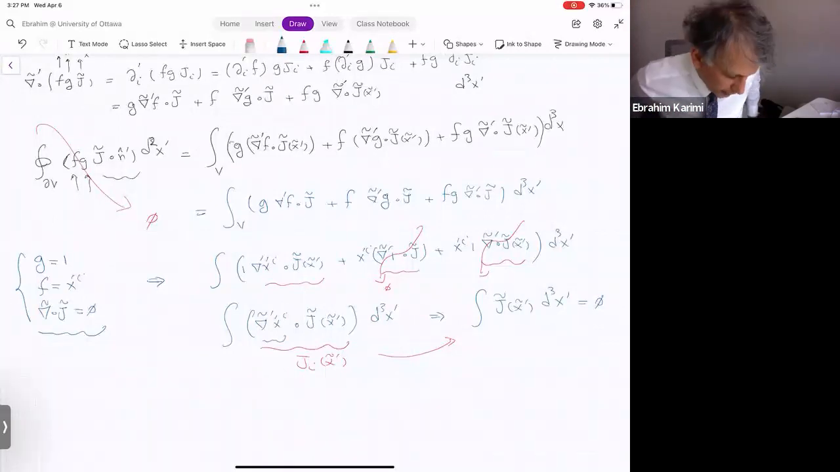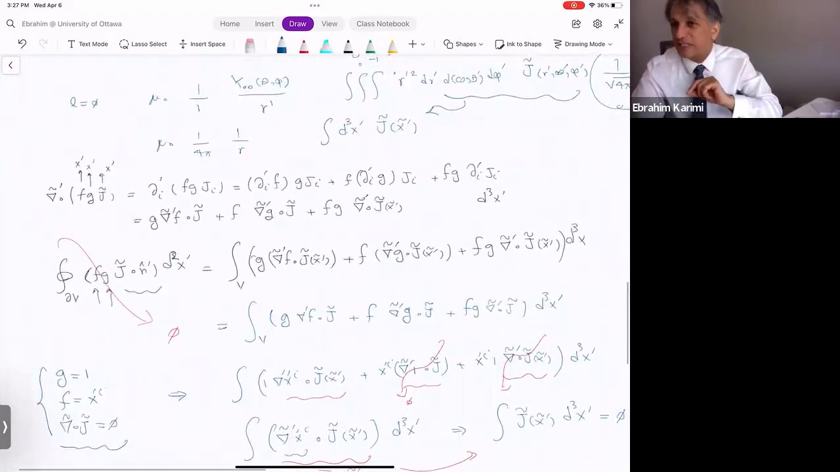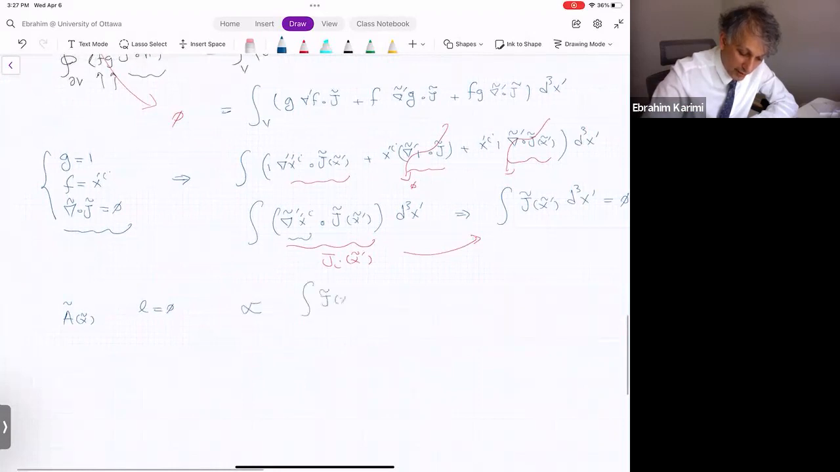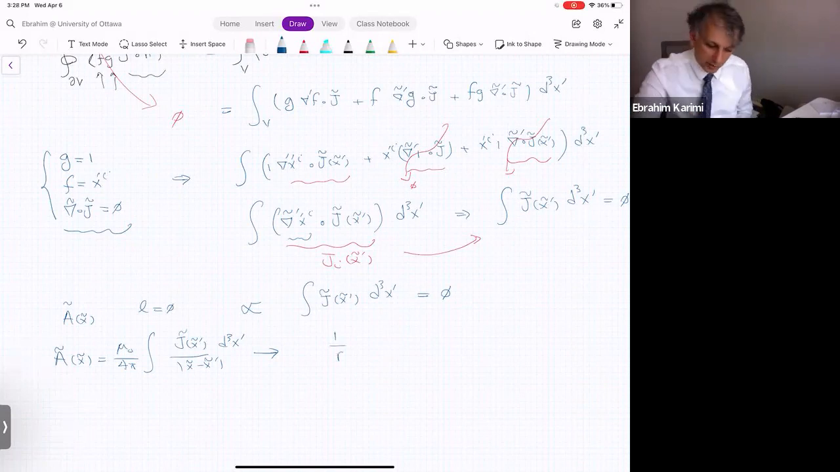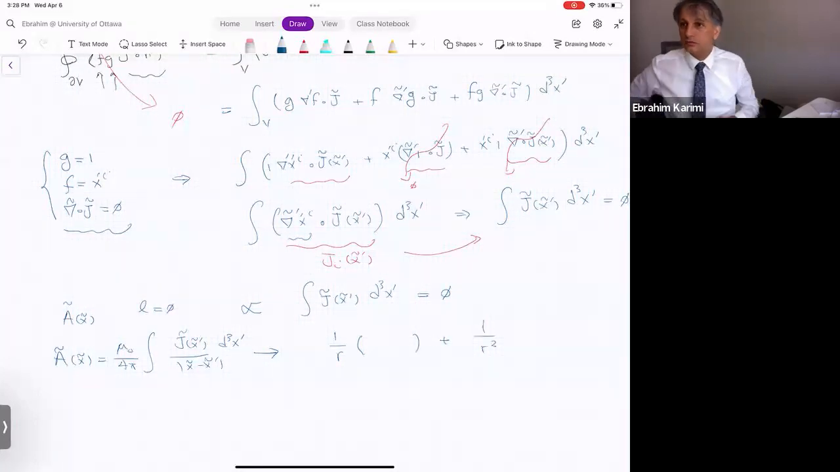Okay? So going back, I did this calculation because I want to look at the L equal to 0 contribution to the potential when we do the multipole expansion. And what we found is that A of X, if we look at the L equal to 0 term, is proportional to the integral of J of X prime d3 of X prime, and that is equal to 0. So whenever we have this potential, which is mu0 divided by 4 pi times the integral of J of X prime d3 of X prime divided by the magnitude of X minus X prime, and we do the multipole expansion, there is no contribution from 1 divided by R. The contribution starts from L equal to 1, which is going to be 1 divided by R to the power of 2. Okay?